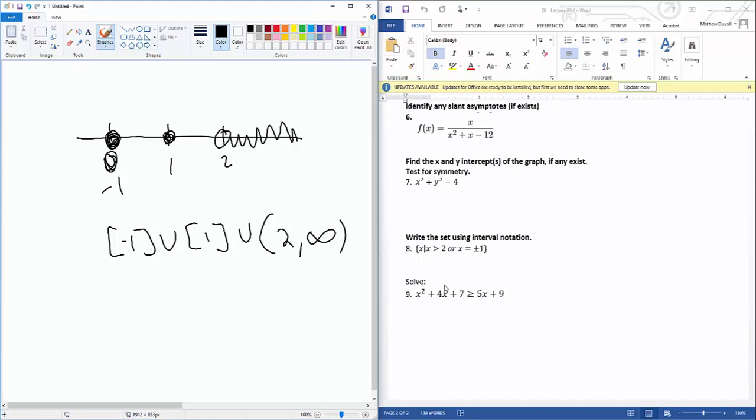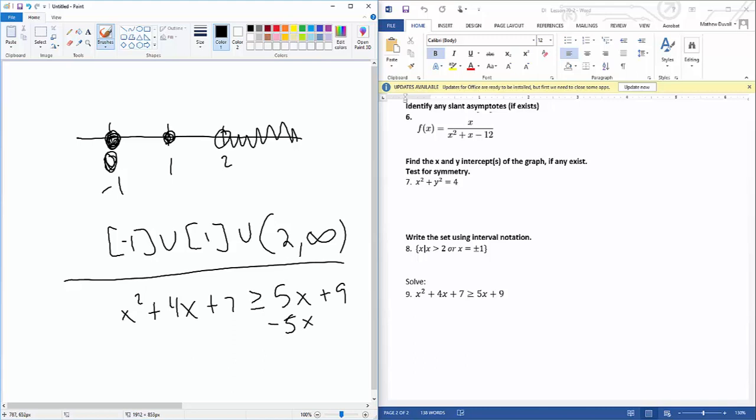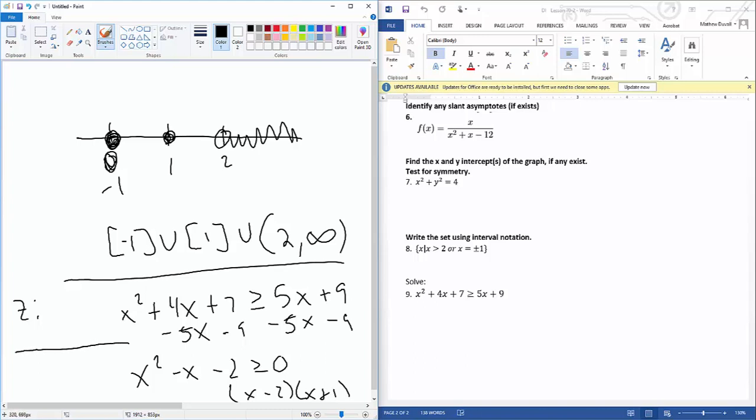And then number 9, this is an inequality. So remember, you're going to do the sign charts. You're going to subtract the 5x and subtract the 9: x squared minus x minus 2 is greater than or equal to 0. The zeros are going to be 2 and negative 1. So negative 1 and positive 2.